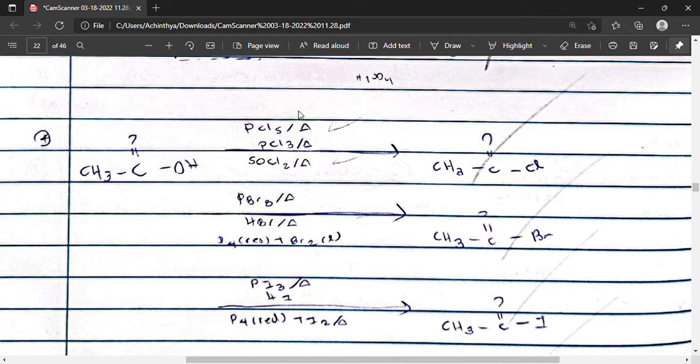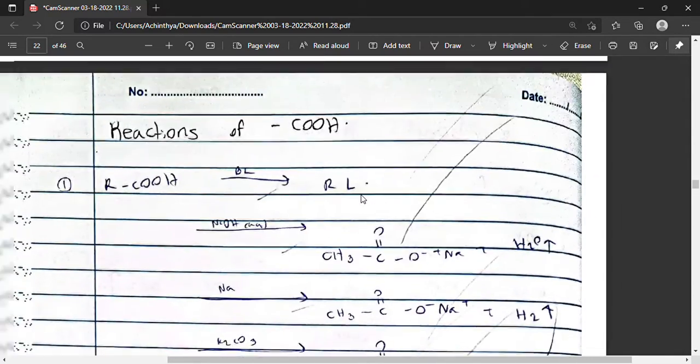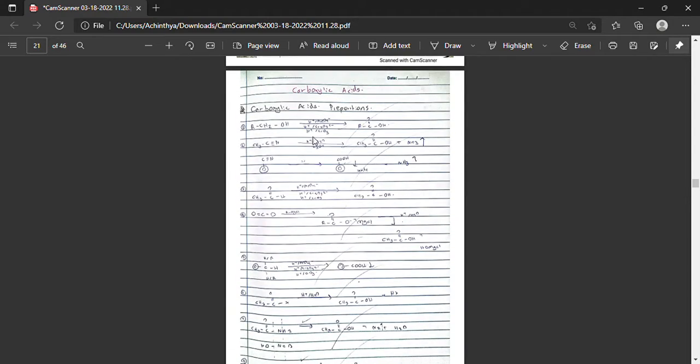If you haven't seen any previous videos, we can use PCl5 with heat, PCl3 with heat, or SOCl2 with heat to convert a carboxylic acid into an acid chloride. We can use PBr3 with heat, or HBr with heat, or red phosphorus and liquid Br2 to turn the carboxylic acid into the acid bromide, or we can use PI3 with heat, HI, or red phosphorus and iodine with heat to convert the acid into an acid iodide. And this is the chemistry of carboxylic acids.